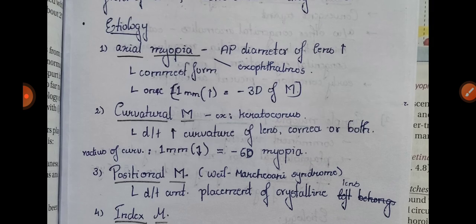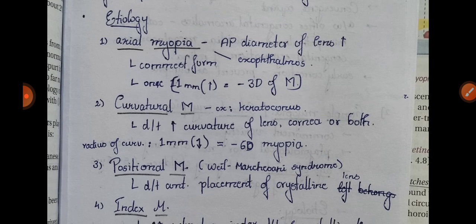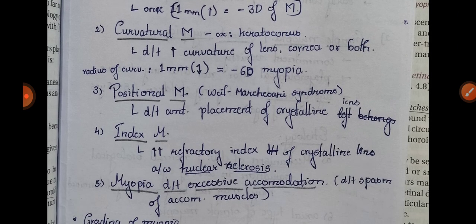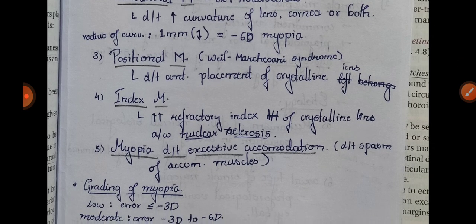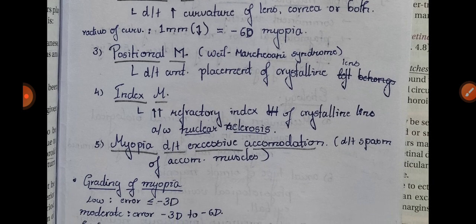Okay, axial myopia, size of the eyeball increased. Curvature myopia, increased curvature. Positional myopia, anterior displacement of the lens. Index myopia, increased refractive index of the lens. Next up, myopia due to excess accommodation because of spasm of the accommodatory muscles.